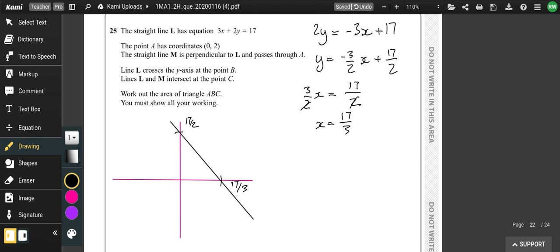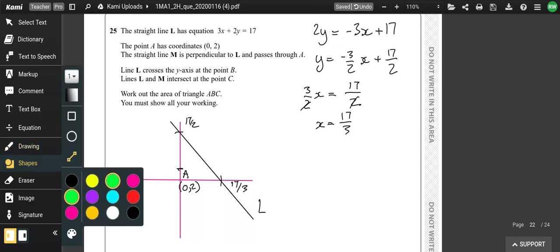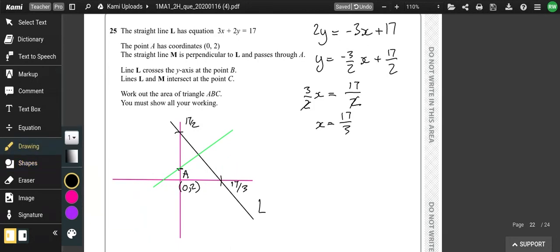The point A has coordinates 0, 2. Let's make that a little bit lower. That's A, 0, 2. The straight line M, so this is L. The straight line M is perpendicular to L and passes through A. Okay, so let's try and draw that. Perpendicular to L, let's do it at a right angle. It's going to be something like that. Yeah, we're going to need the equation of that line.